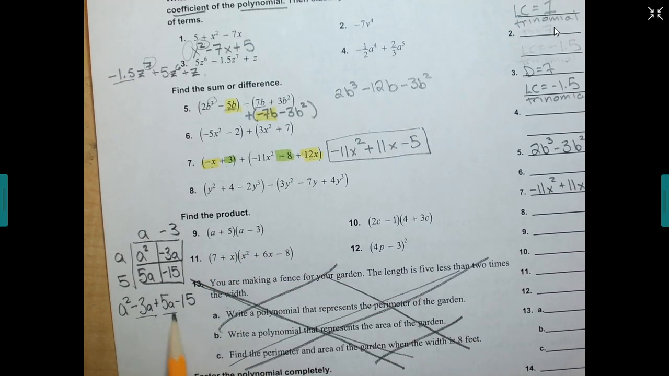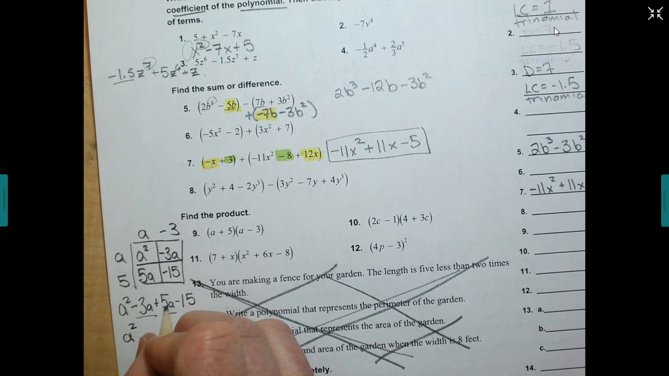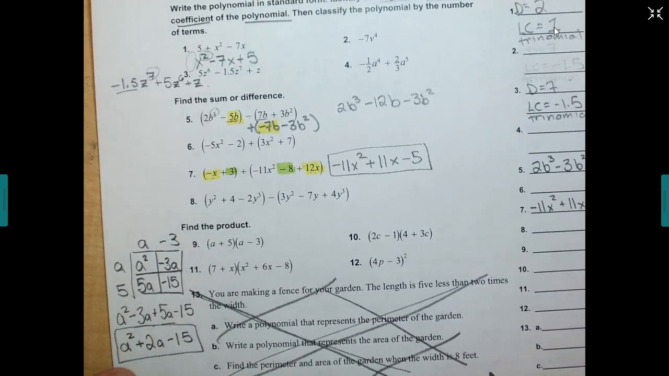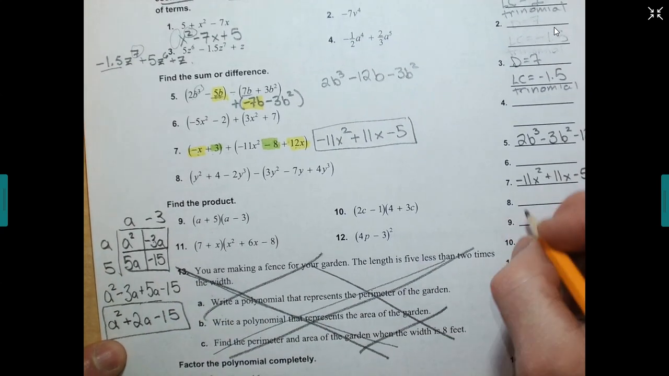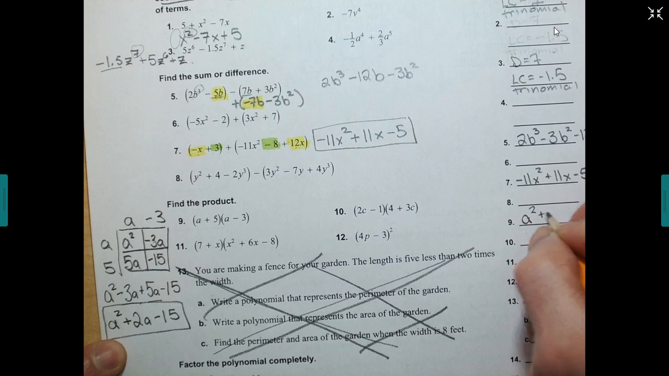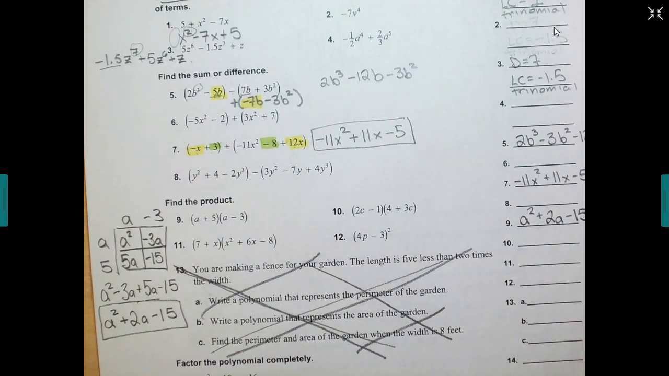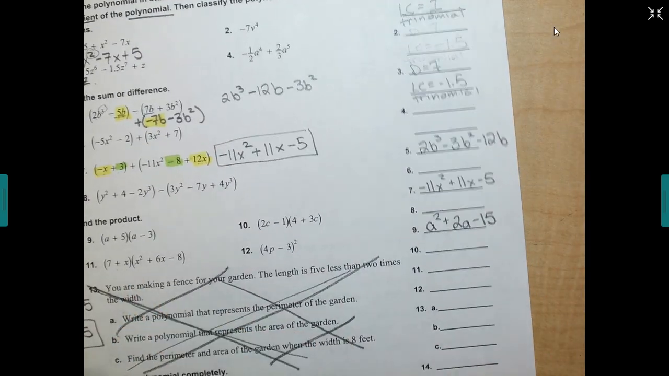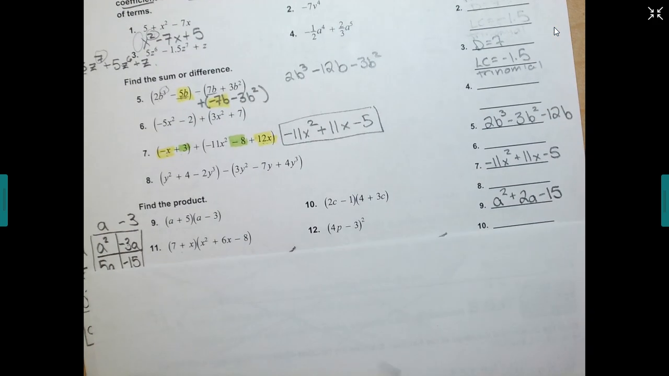I've got like terms right there. So I have a squared. Negative 3 plus 5 is plus 2. So there's my product. So I have a squared plus 2a minus 15. All right, and number 11. So I'm going to do number 11 on a different piece of paper.